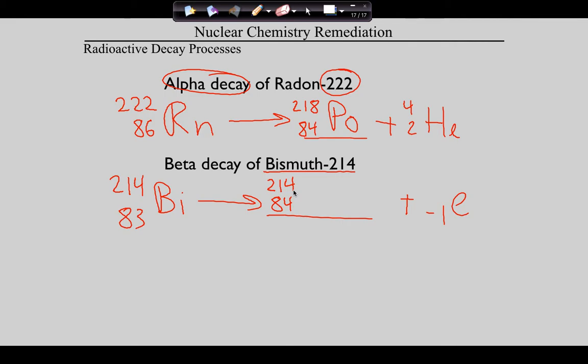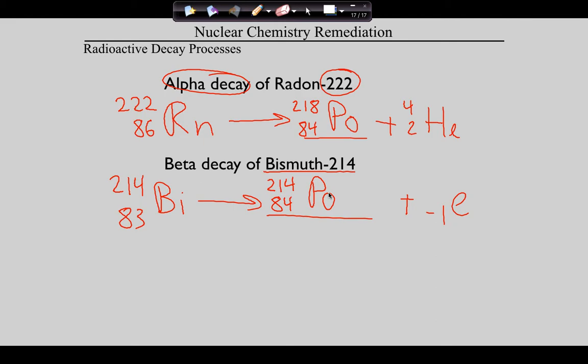But because the atomic number went up by 1, this is no longer element number 83. It went up to element 84, and interestingly, that is also polonium, element number 84.